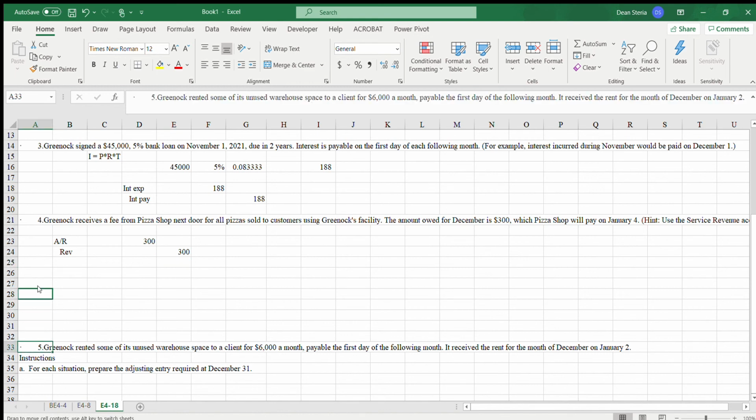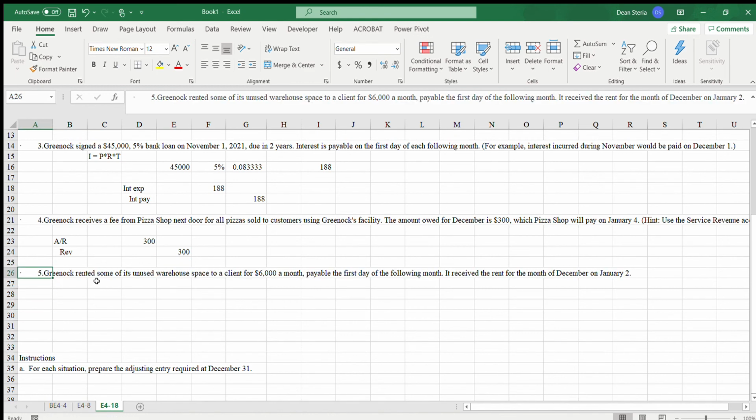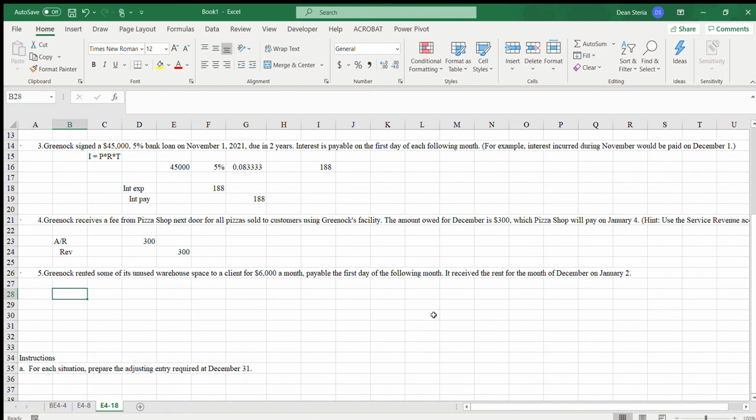Now our last entry, they rented some of his unused warehouse space to a client for $6,000 a month, payable on the first day of the following month. So again, they owe us $6,000 for the month of December that they're going to pay at the beginning of January. So I'm going to debit my accounts receivable because they owe us, and then I'm going to credit my unearned revenue for the same $6,000. Hope this is starting to make a little bit more sense now.